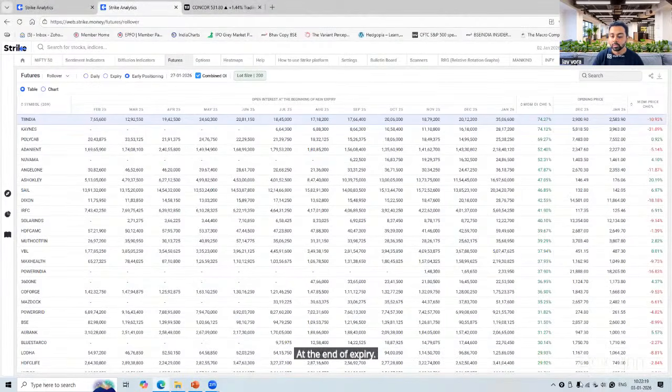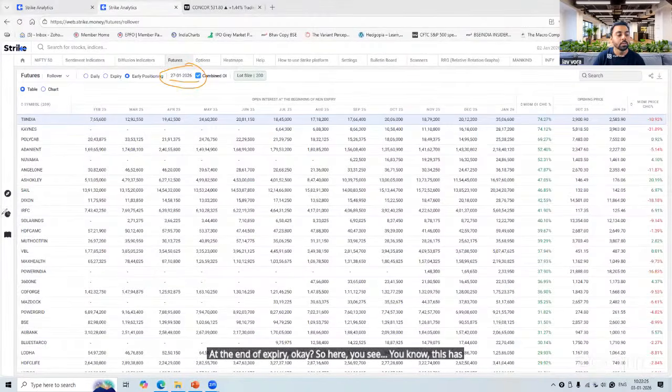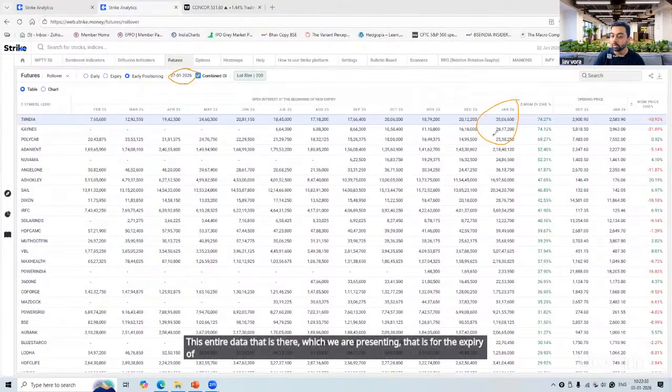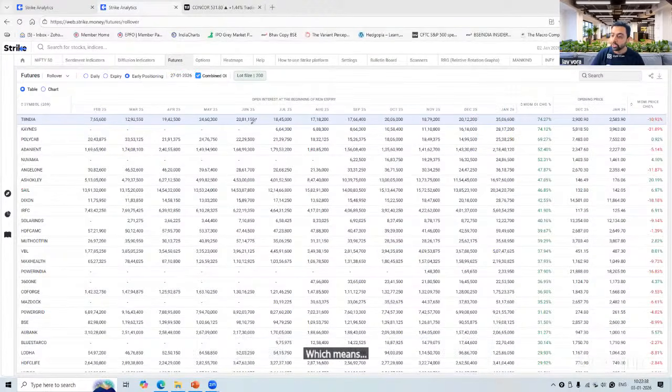Okay. So here you see this as 27/01, because this entire data that we are presenting is for the expiry of 27/01/2026, which means at the start of the new expiry for January, how are people positioned for a particular stock. Okay.